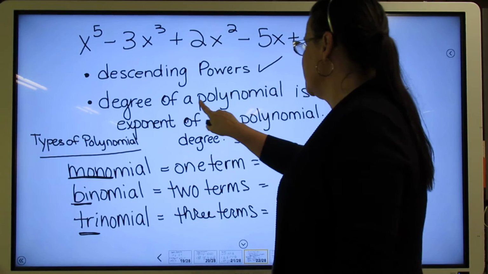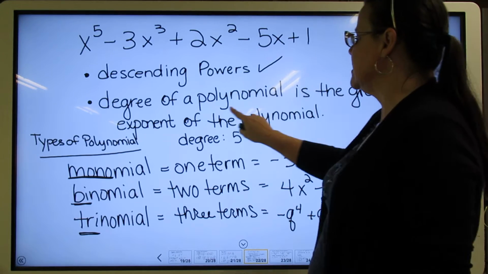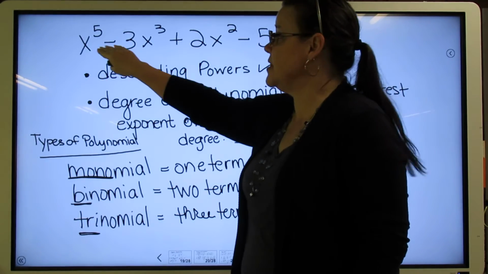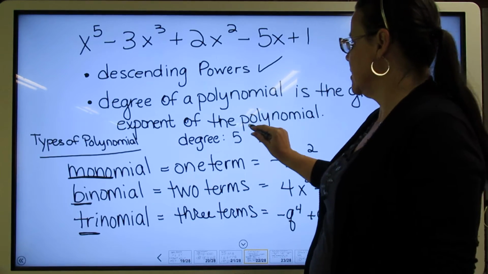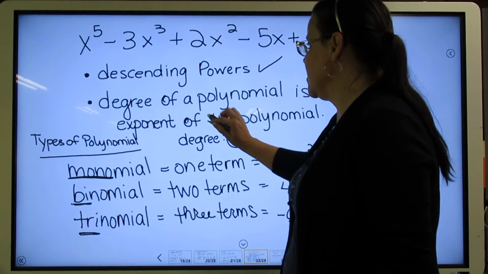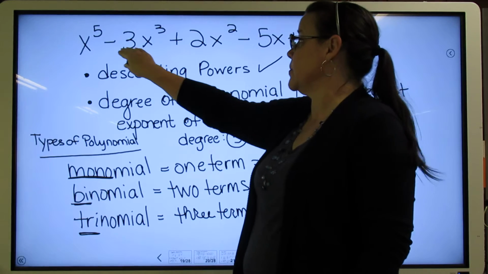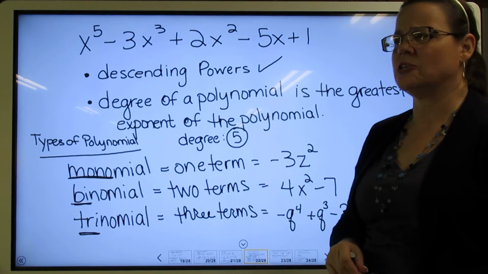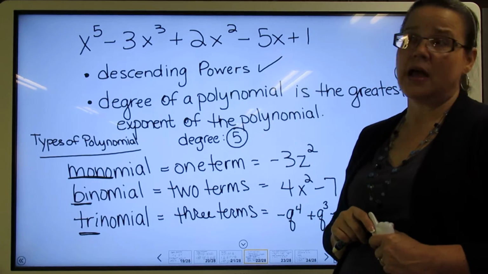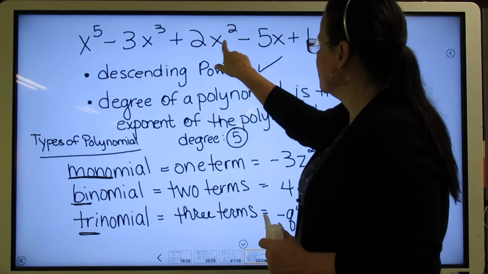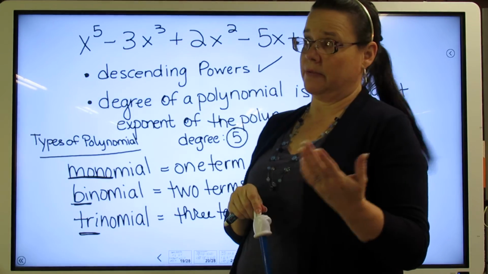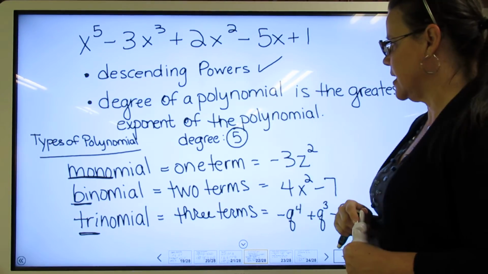The degree of the polynomial is the greatest exponent of the polynomial. And the degree of this expression is going to be 5 because that is the biggest exponent of that problem. There might be a simple question on the test that asks you, what is the degree of this polynomial? And you would put it in descending order. And then you would figure out what the biggest exponent is, and that would be an easy question for you to get on that test.